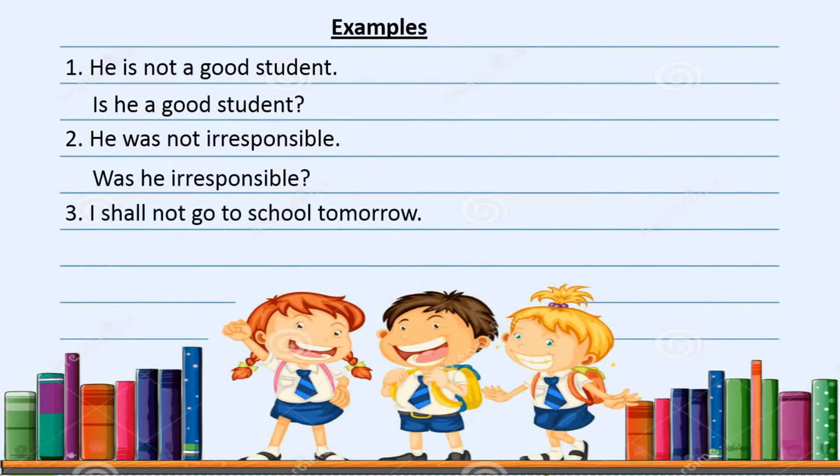I shall not go to school tomorrow. Just use shall before the subject and omit not. So, shall I go to school tomorrow? Fine. So, in an affirmative sentence, you have to make a negative interrogative. In a negative sentence, you have to make an affirmative interrogative. That is all.